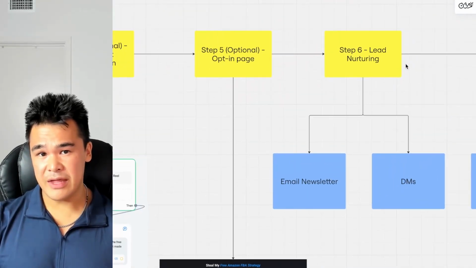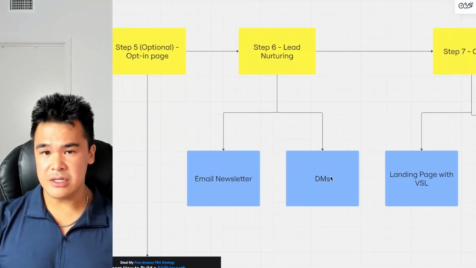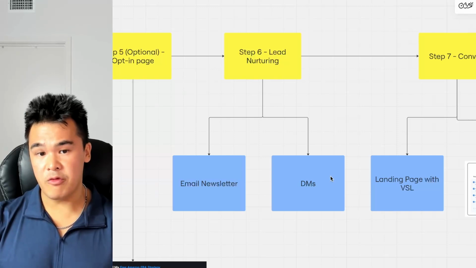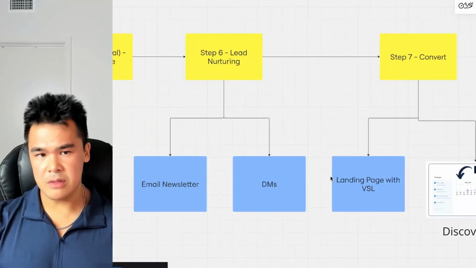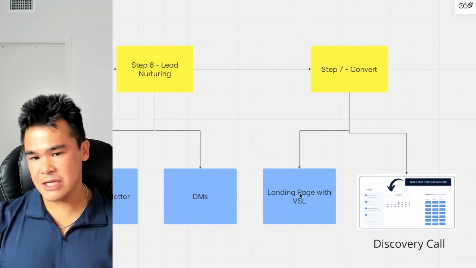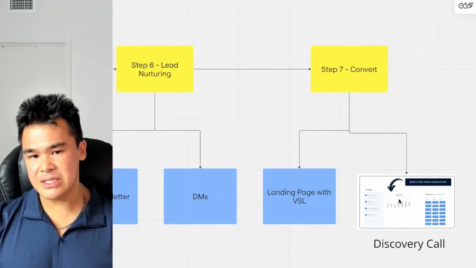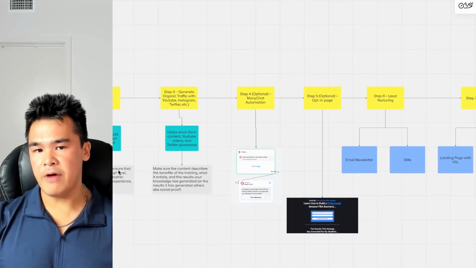And then after that, you're going to just nurture them via an email newsletter and regular DMs, whatever platform you're using, whether that's Instagram or Twitter. And then from there, you're going to try to convert them. So you're going to send them to your landing page with a VSL or to a discovery call. And yeah, so this is basically the whole funnel and how you do it.